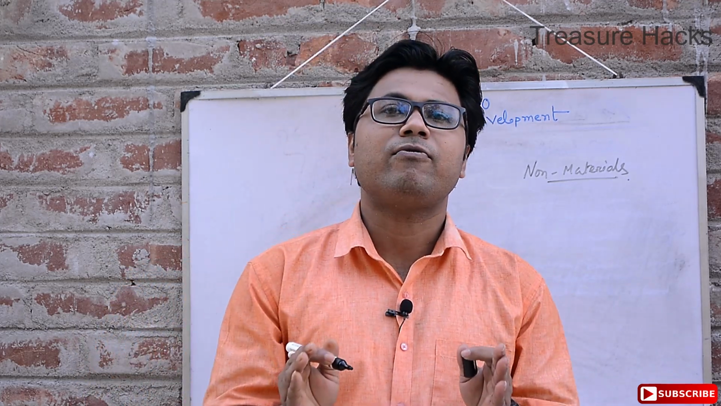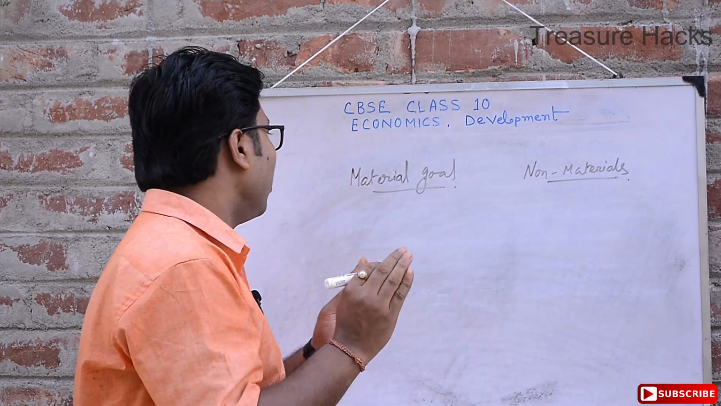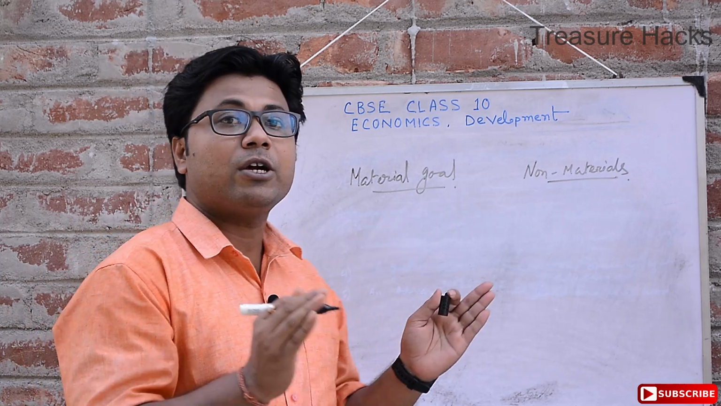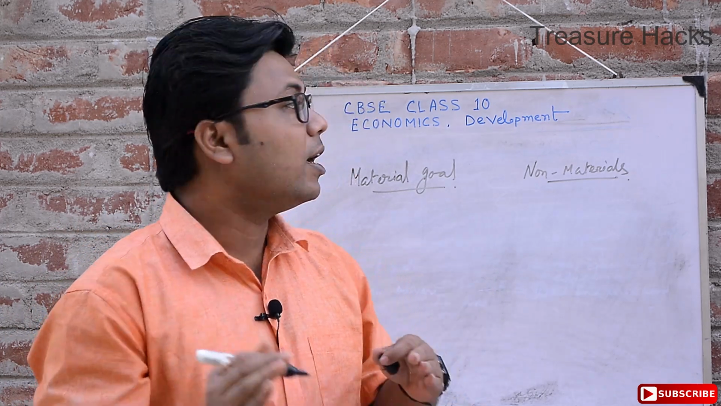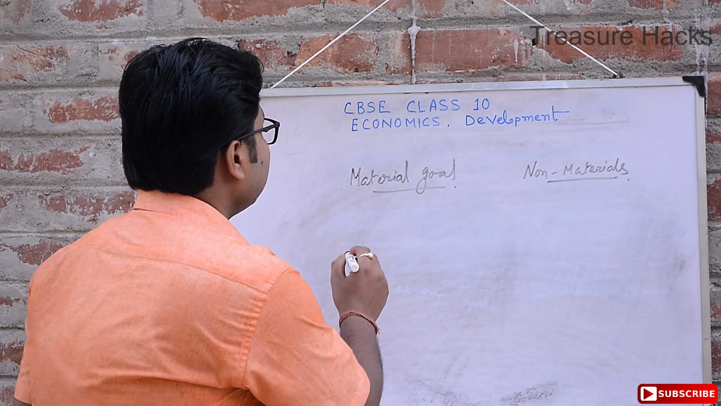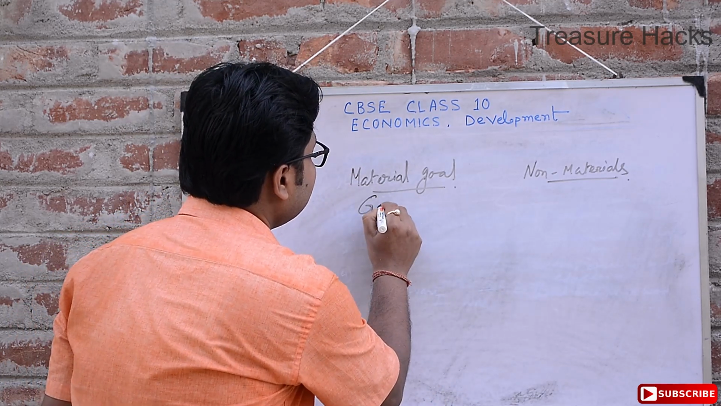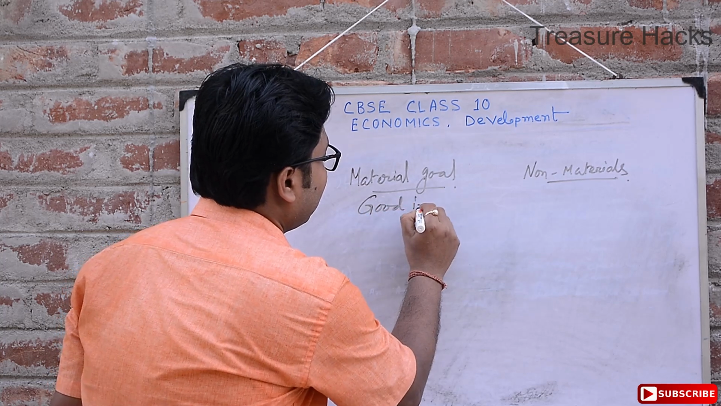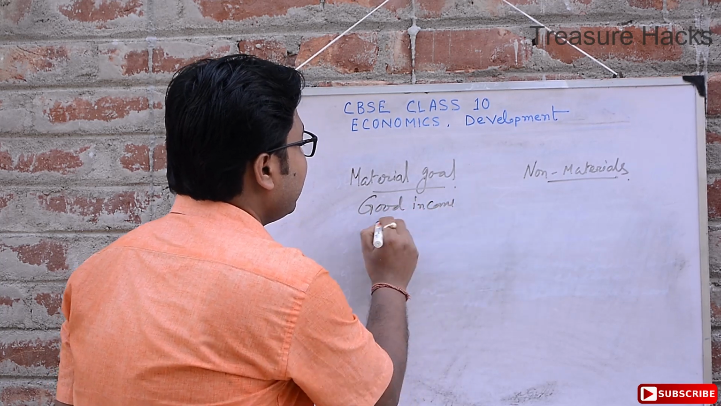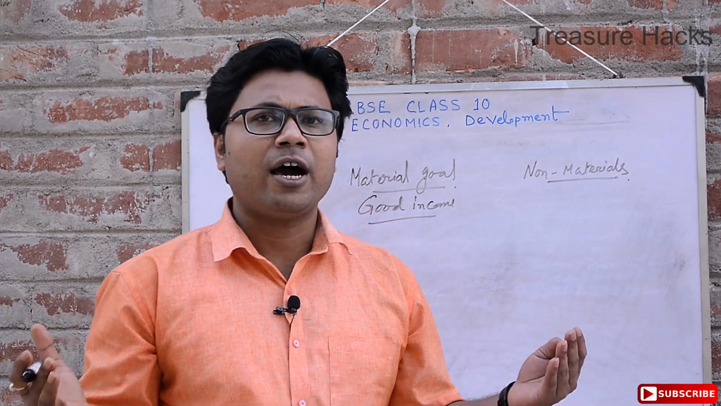So we have two kinds of goal in front of us. That is, one is material goal, or we may call it monetary goal, and another is non-material goal. So in the category of material goal, it means good income or high income. So everyone wants to have a high income.